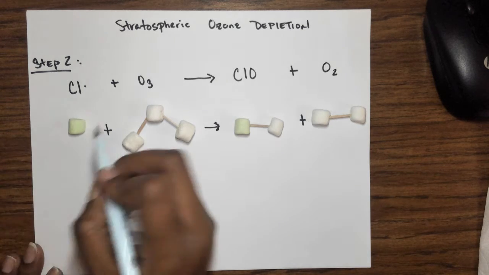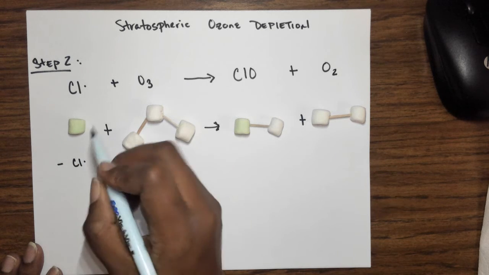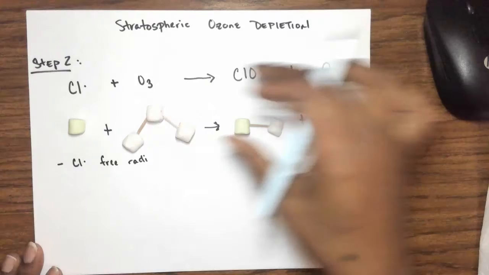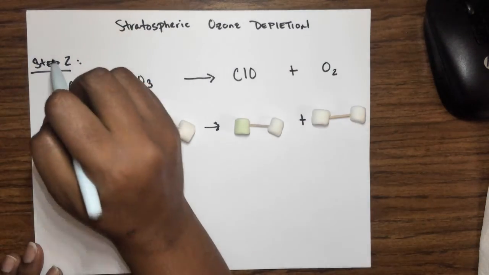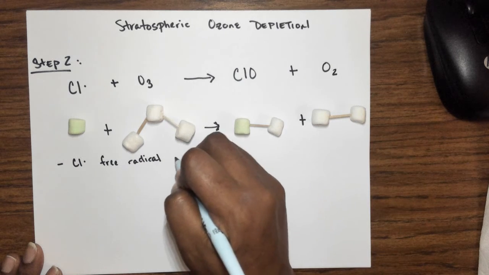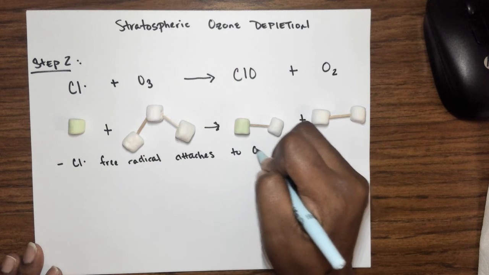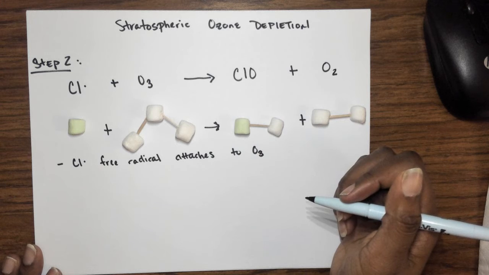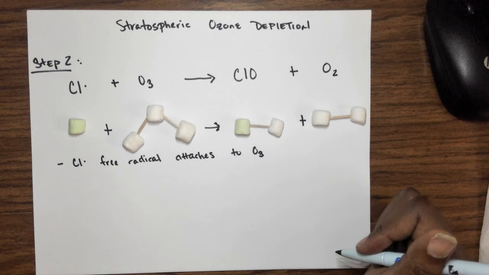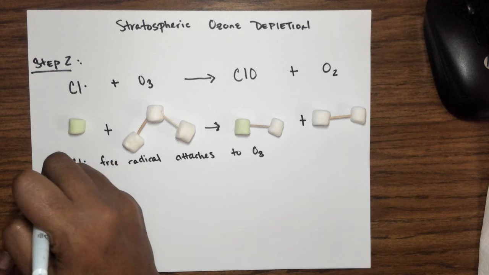But first, let me write this down. So the free radical, so I'm just describing step 1. Step 2, sorry. The free radical attaches to O3, and then it forms ClO and O2. Alright, so moving on to my step 3.